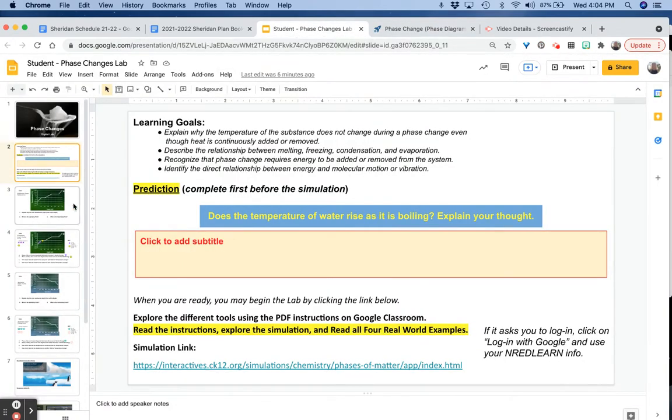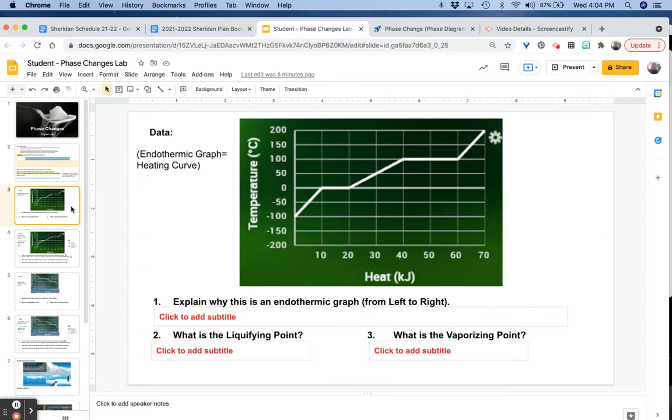So after you write your prediction, you'll move to slide 3. And like I said, scientists refer to these curves as an endothermic curve or an endothermic graph. We're going to be referring to this as a heating curve. So explain why this is an endothermic graph from left to right. Why is this a heating curve? Well, take a look at the temperature. What is happening? It's going from negative 100 degrees Celsius to 200 degrees Celsius. So what's happening? Why are we calling it that heating curve?